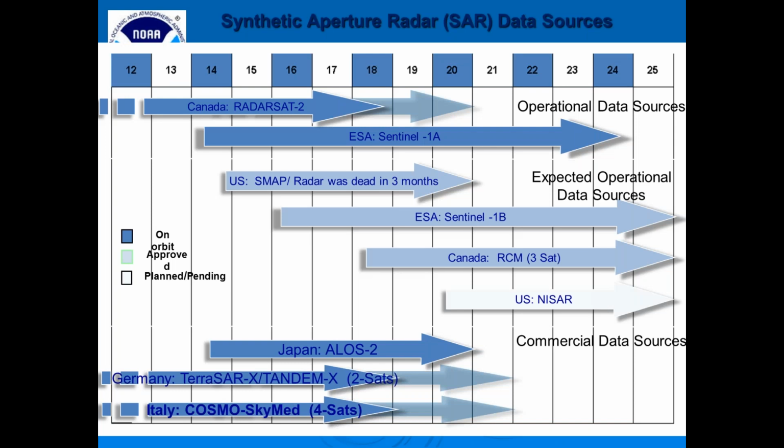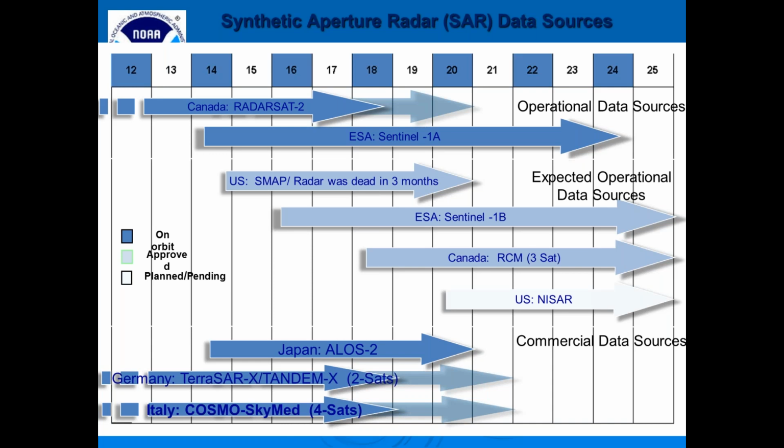So this is a diagram showing what is flying on orbit right now. Primarily, there is ESA's Sentinel mission. They have 4 satellites right now, 2 on orbit. And the Canadian Space Agency has the RADARSAT-2 mission, JAXA has ALOS-2, and the Germans and Italians all have their own.